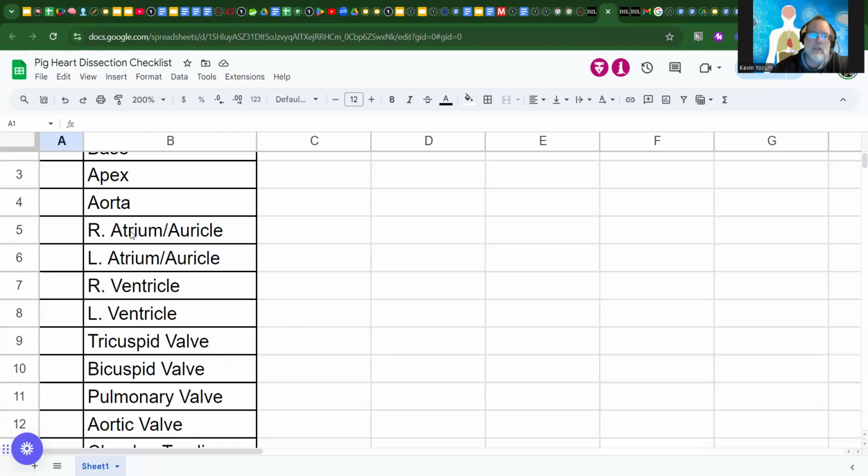The right atrium dumps blood into the right ventricle, and then the right ventricle ejects blood out to the lungs. That blood gets oxygenated and sent back to the heart, but this time it goes to the left side of the heart. The left side of the heart receives blood that's high in oxygen from the lungs. So the right side receives low oxygen blood from the body, and the left side receives high oxygen blood from the lungs.